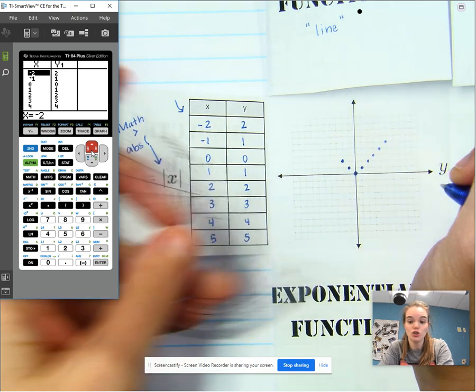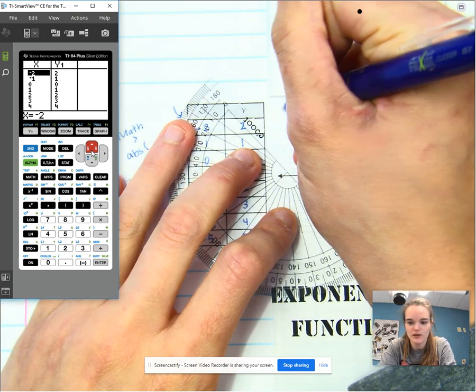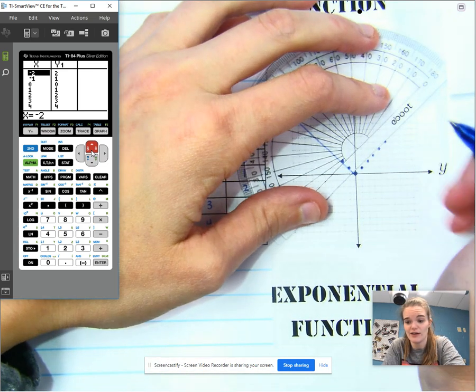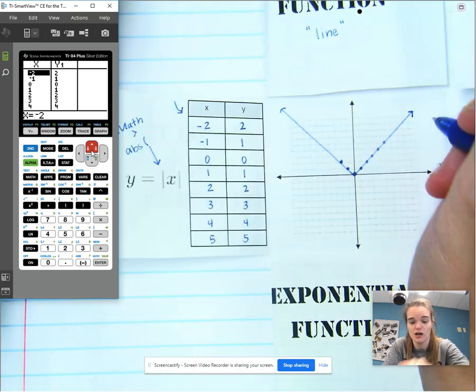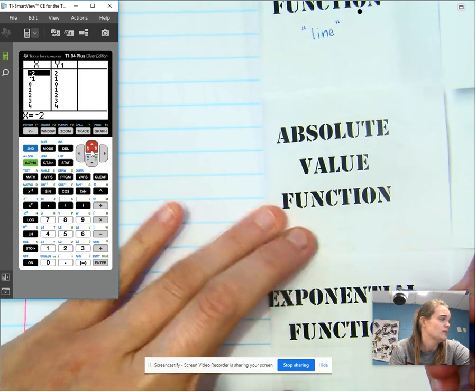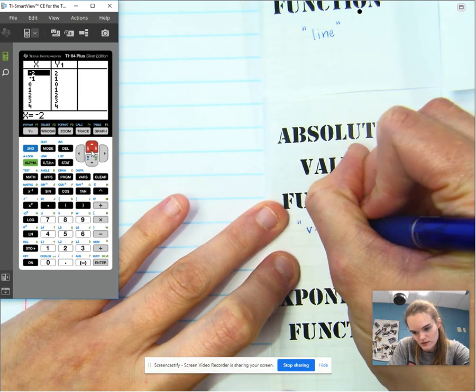This is not a U, it's a V. So I'm going to actually use a straight edge because it's supposed to be straight lines. I'm covering the entire graph. I want you to do that. Don't draw a small graph. Be confident with your graph. Okay, so an absolute value is V-shaped.